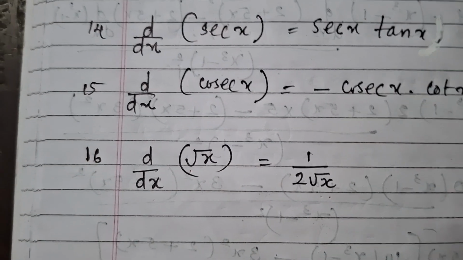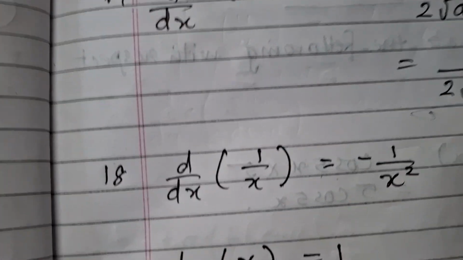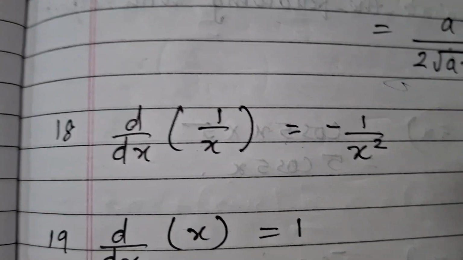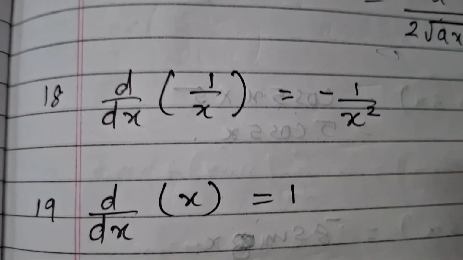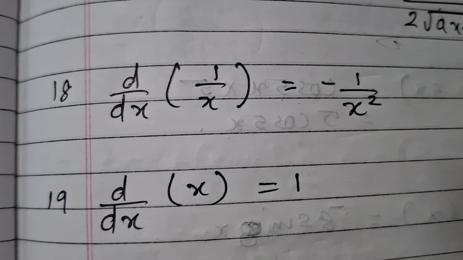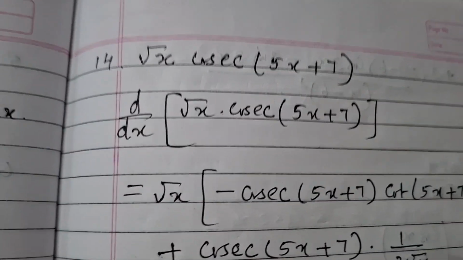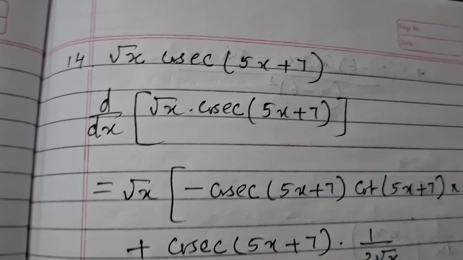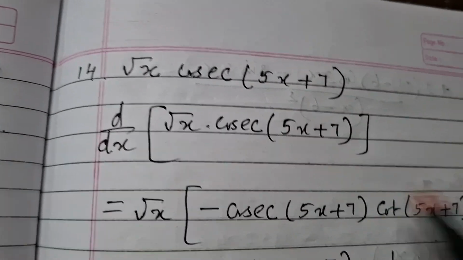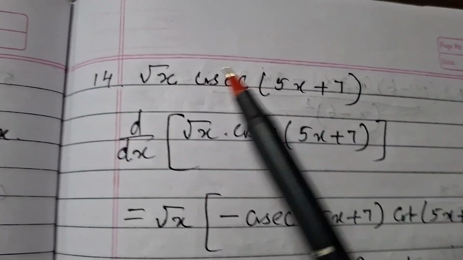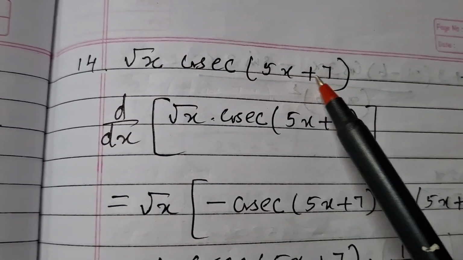Okay. Similarly, one more formula. d by dx of 1 by x is minus 1 by x square, and we know d by dx of x is 1. Okay. Now we discussed d by dx of root x is 1 by 2 root x. So keep that in mind. So now we are discussing the product rule. The two functions are root x and cosec 5x plus 7.